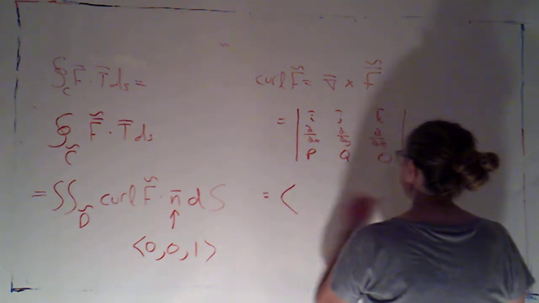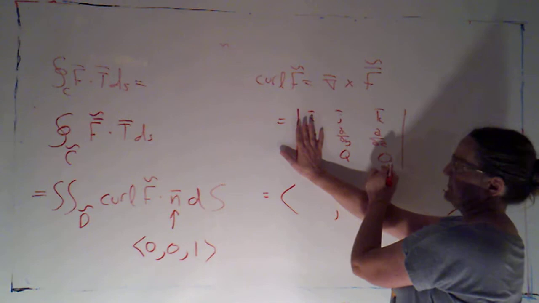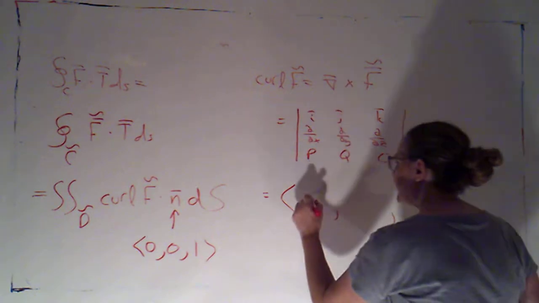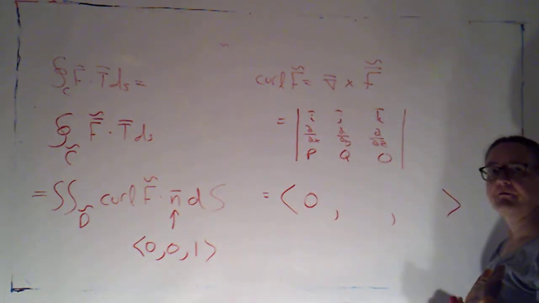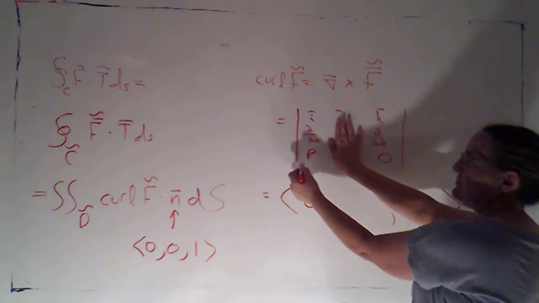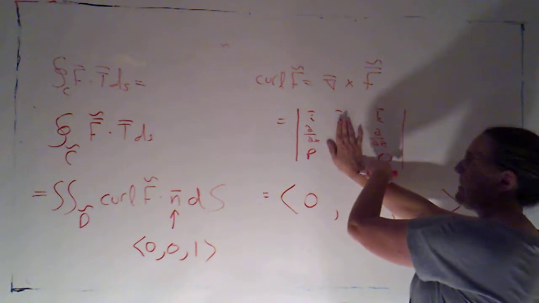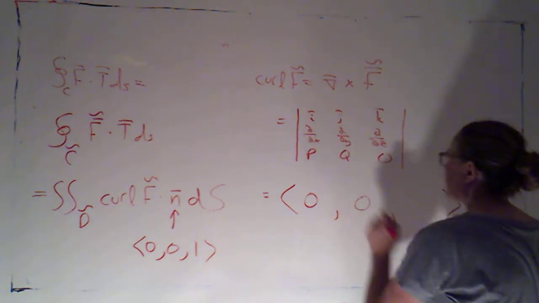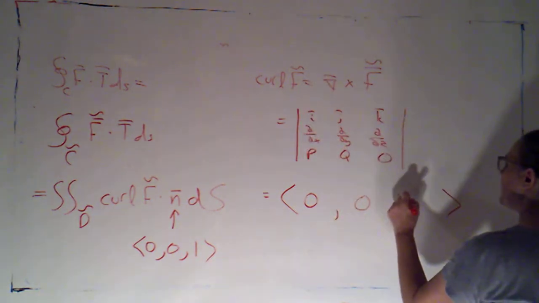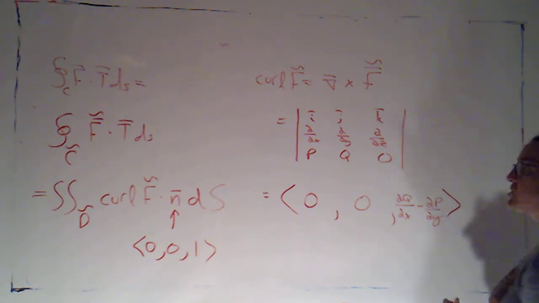Okay. So when I go to calculate this, my first component, I'm going to get the partial of 0, which is just 0, minus the partial of Q with respect to z, that's going to be 0 because there are no z's in the formula for Q. If I look at the j's, partial of P with respect to z is 0 for the same reason. There are no z's in that formula. And then minus the partial derivative of 0 with respect to anything is going to be 0. And then if I take a look at the k component, that's going to be the partial of Q with respect to x minus the partial of P with respect to y.